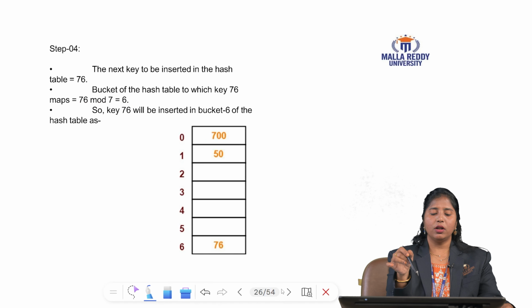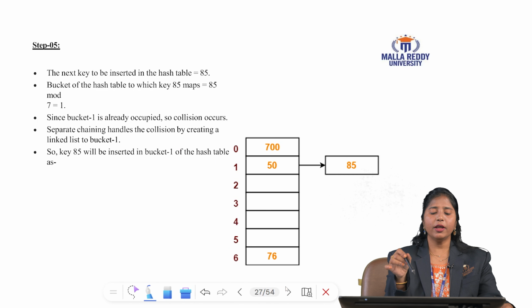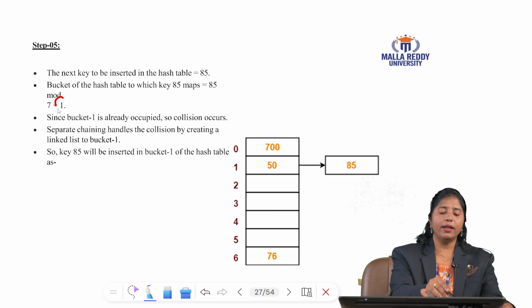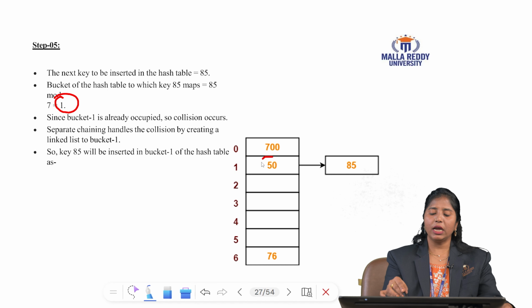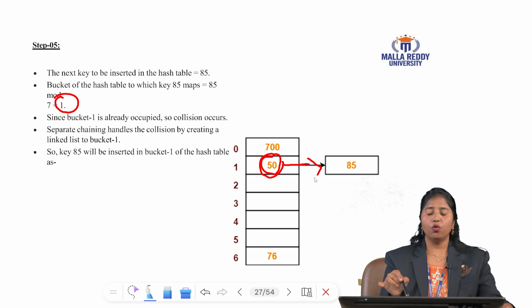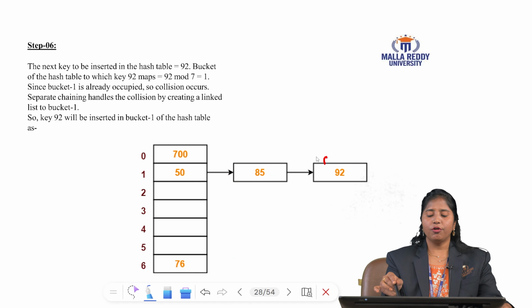Next we have the third element, 76. 76 mod 7 gives 6, so we store 76 at the 6th place. Next we have 85. 85 mod 7 gives 1, and at index 1 we already stored 50, so the bucket is filled. Here a collision happened. In separate chaining we use the linked list concept: whenever a collision occurs, we form a link and store the value. So we store 85 here.